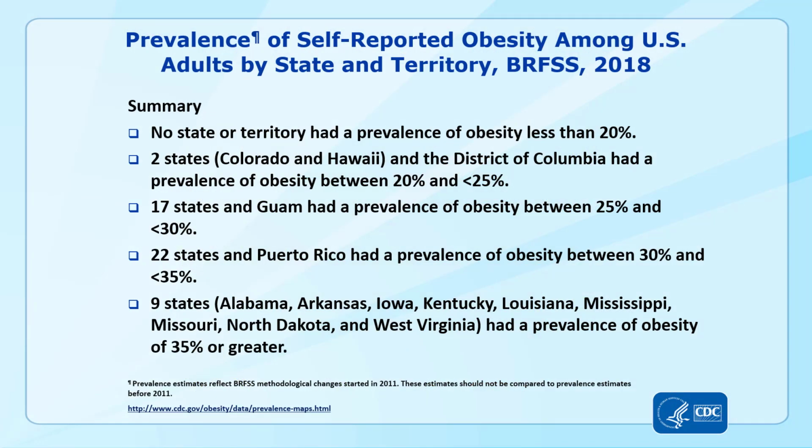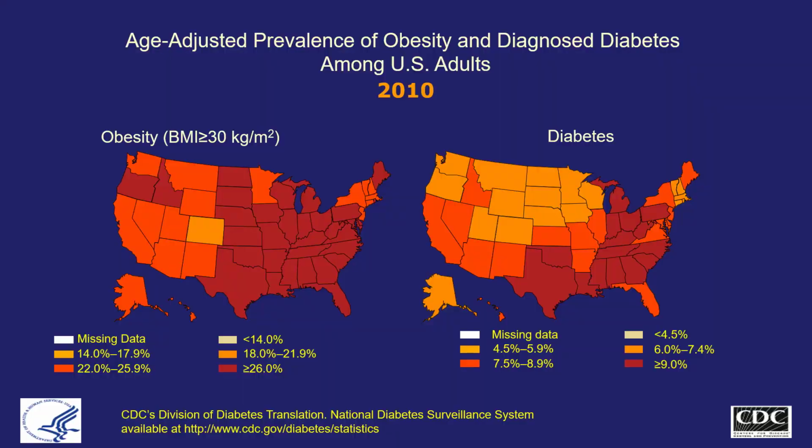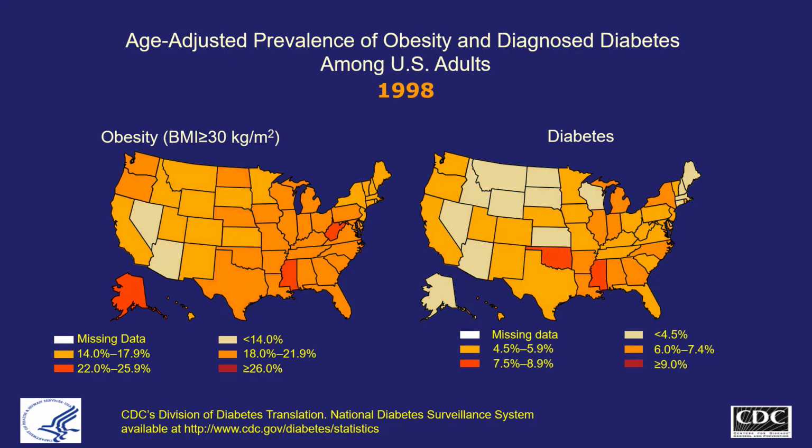Again, there are some highlights. No state has a prevalence less than 20%. Colorado held out for a long time, and Hawaii, but even they are above 20%. There are 17 states between 25 and 30% of the population. And this is obesity, not just overweight. There are a lot more overweight people as well. And again, 9 states are over 35%. If you go back to 1994, this doesn't even register. It was very rare to have a state even above 15%. So it's definitely a big problem.